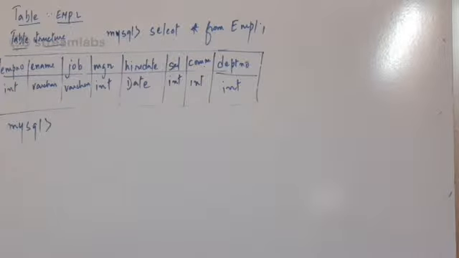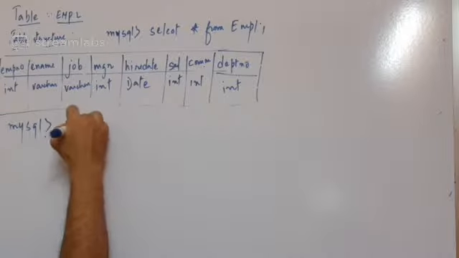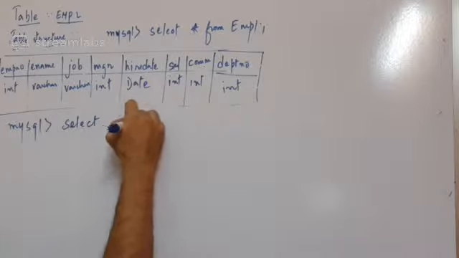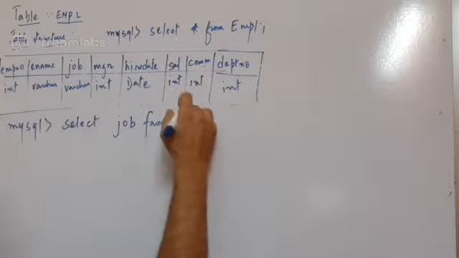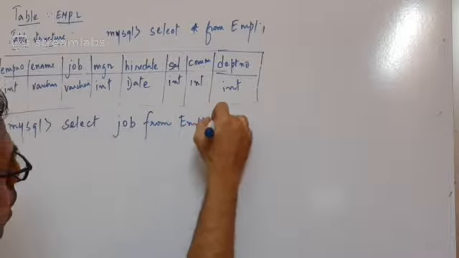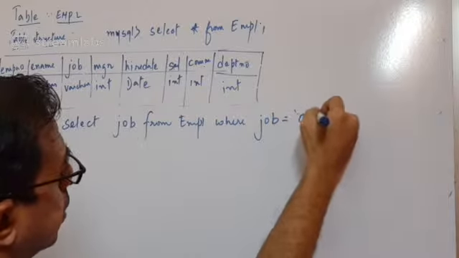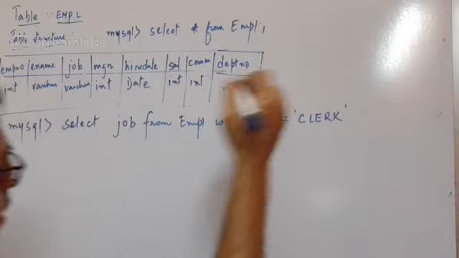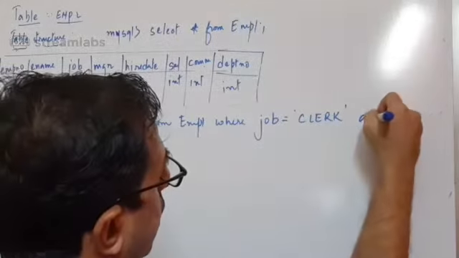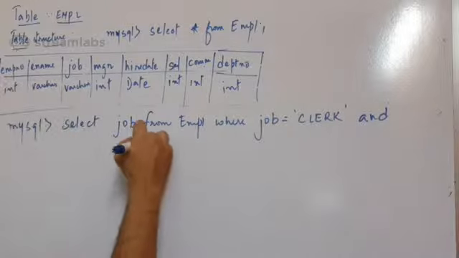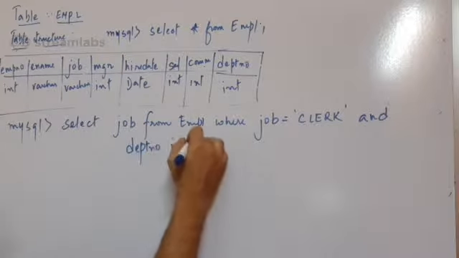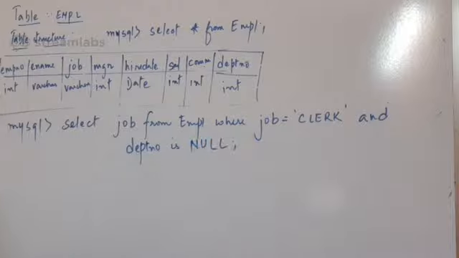In the MySQL prompt, first what you need to do is select job from your table name, EMPL, where job equals, within single quotes, 'clerk', and DEPT number, which is your department number, is null. We have used an AND operator, so using this AND operator, the query will be focusing basically on these two conditions only.